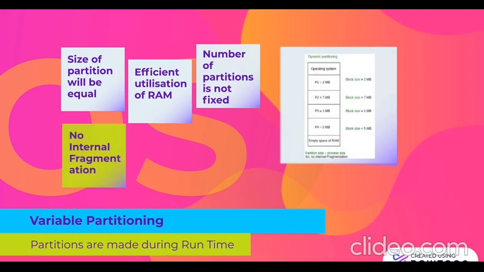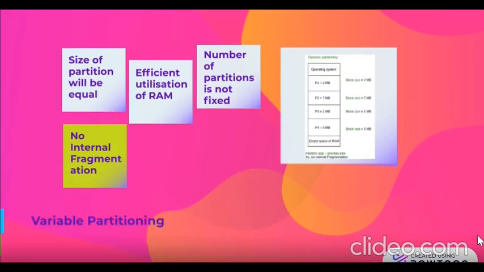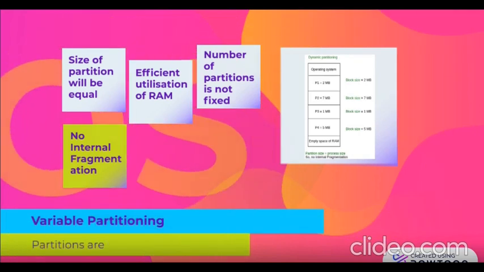Advantages of variable partitioning. No internal fragmentation. In variable partitioning, space in main memory is allocated strictly according to the need of the process. Hence, there is no case of internal fragmentation. There will be no unused space left in the partition.